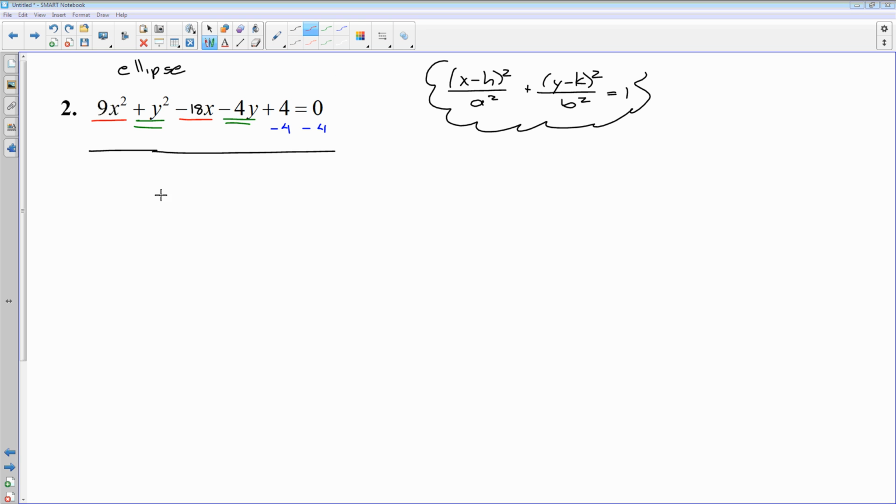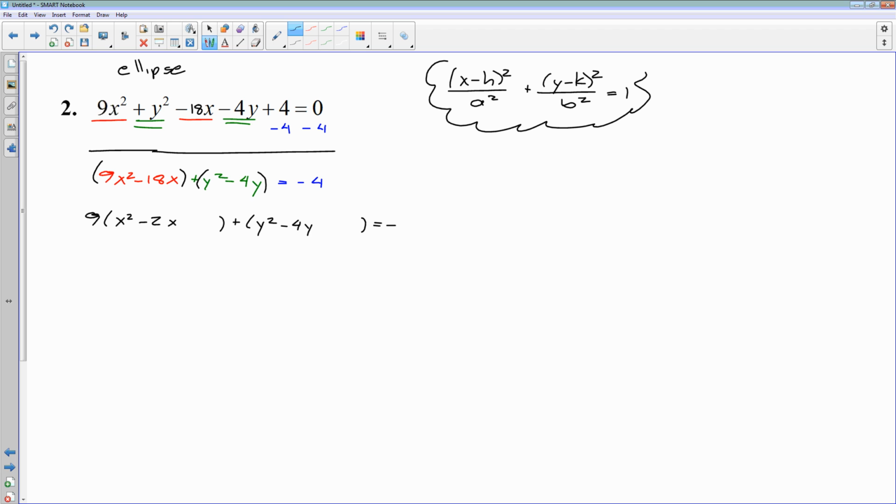So I group my x's, so I have 9x^2 - 18x. And then my y's, I have a plus y^2 minus 4y, and I moved that 4 over, so equals negative 4. Then I will group my x's and my y's and factor out the leading coefficient. I have a 9 in front of the x squared, so I'm going to factor out a 9, so (x^2 - 2x). There's nothing to pull out of the y's, so I have (y^2 - 4y) equals negative 4.